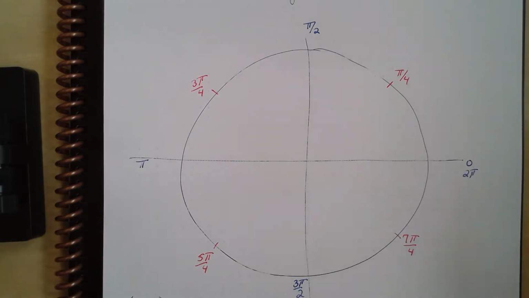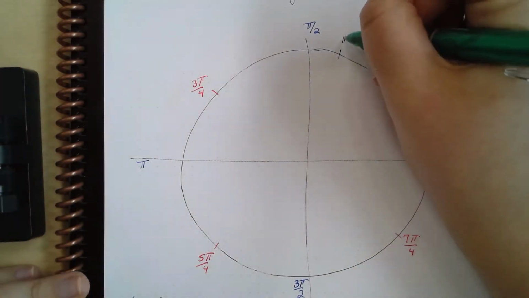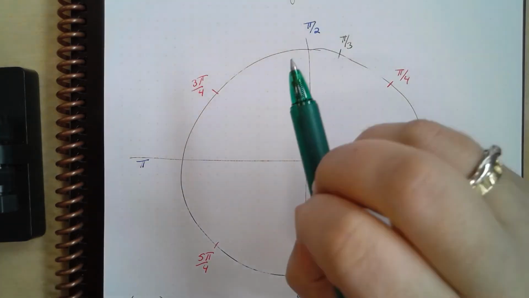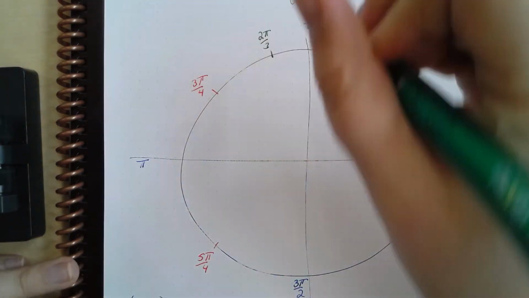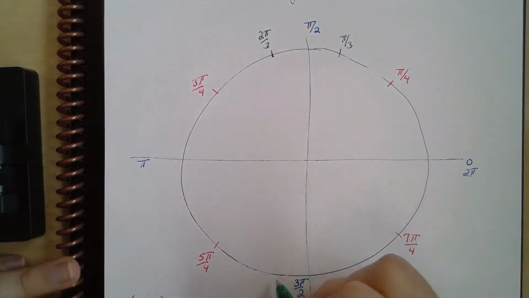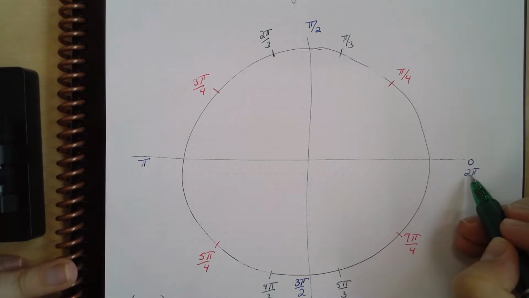We can break this up even further, but let's first talk about breaking this into thirds. If we break this into thirds, we have pi over 3 is about right here. Then this is 2 pi over 3, 3 pi over 3, 4 pi over 3, 5 pi over 3, and 6 pi over 3.